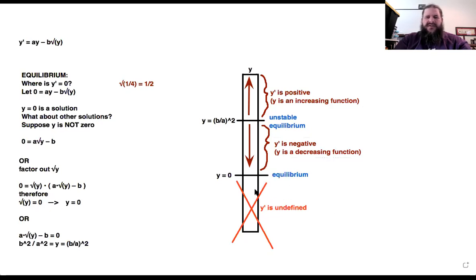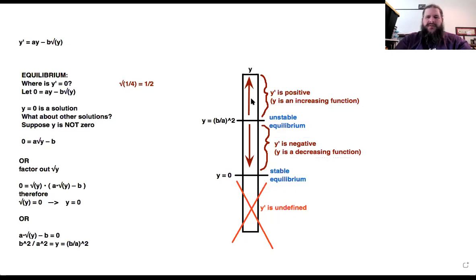Yeah, I think I would call this stable, because stable means all the solutions nearby are approaching it. The solutions nearby above it are approaching it. The solutions nearby below don't even exist, so we don't need to consider them. So I would call this stable equilibrium. So we've categorized the equilibria as stable versus unstable.